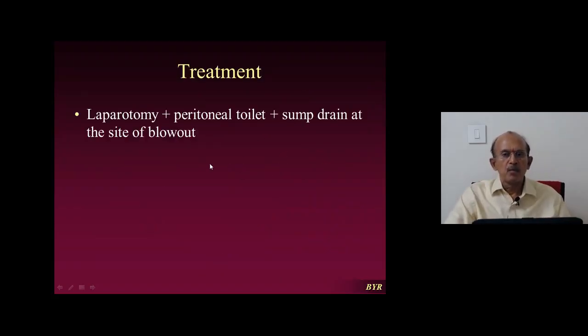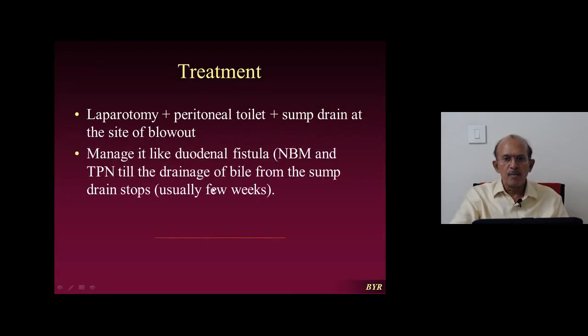Treatment: once you find that, you have to do laparotomy, do peritoneal toilet to wash out all biliary drainage, and put a sump drain at the site of the blowout. Manage it like a duodenal fistula. There is nothing by mouth and total parenteral nutrition till the drainage of the bile from the sump drain stops.